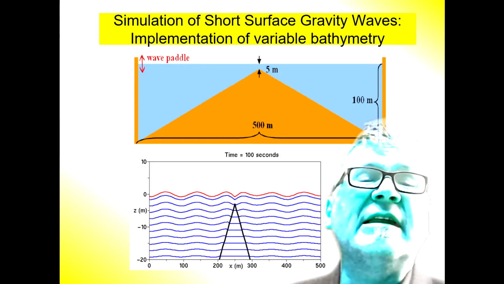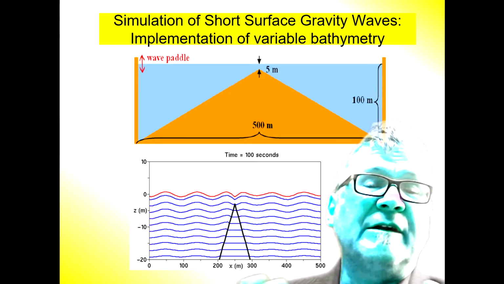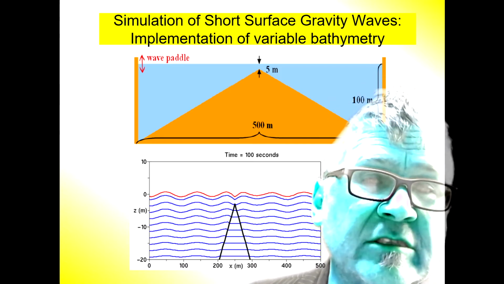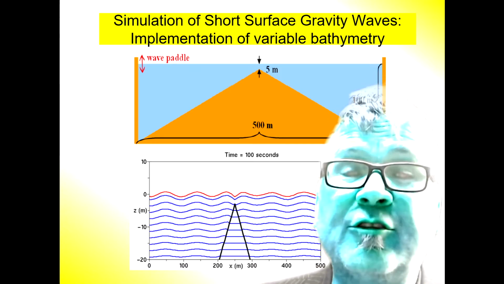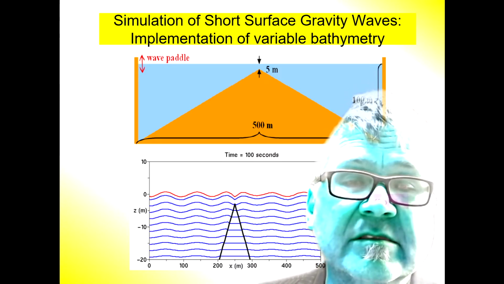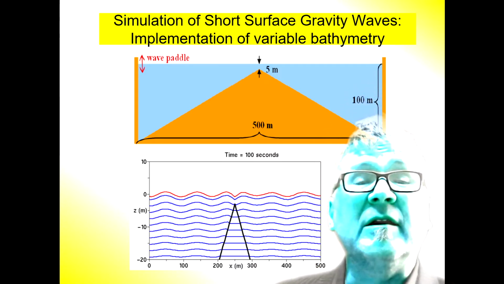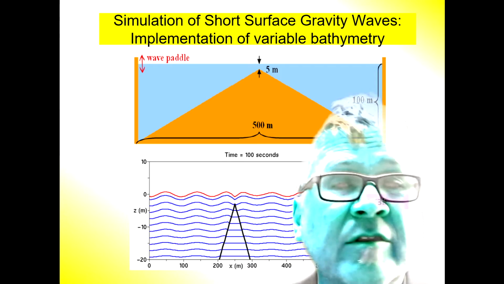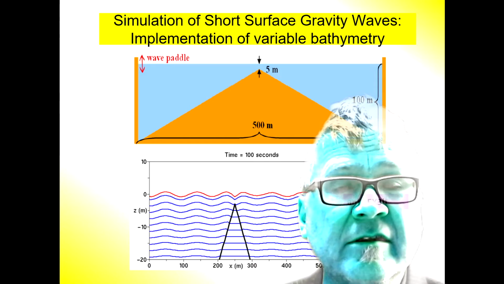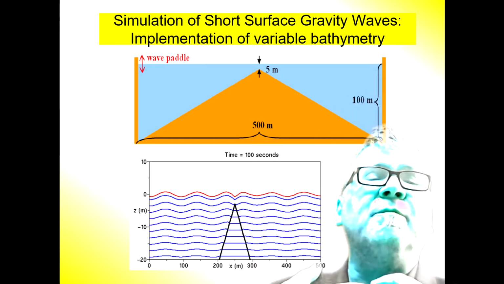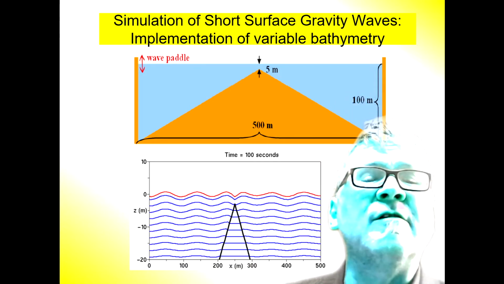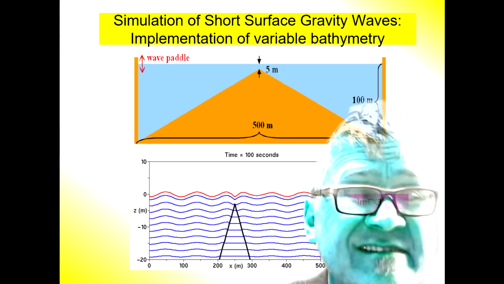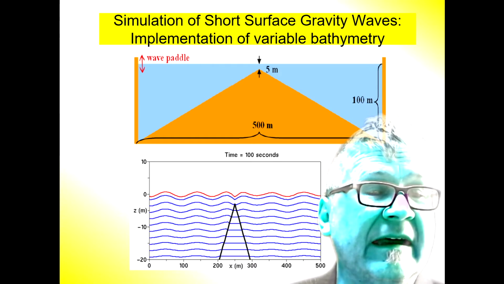How you do that is you actually define which grid cells are wet and which grid cells are dry grid cells. In the dry grid cells, you never calculate U, you never calculate W, you always use zero values. And you also have to be a little bit more careful to define where the coastline or the seafloor actually is in the model.